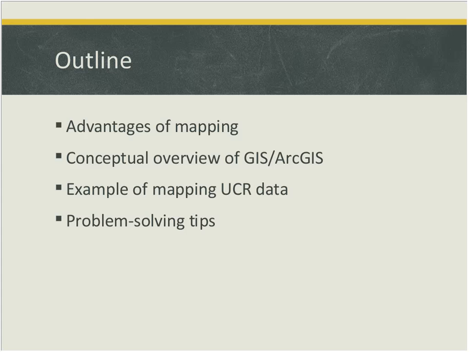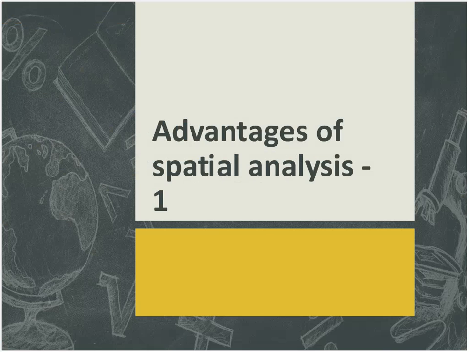So we're going to start out just discussing briefly some advantages of mapping, discuss a conceptual overview of geographic information systems more generally and ArcGIS in particular, then run through a step-by-step example of mapping UCR data, and end with some problem-solving tips. So I'm going to be going back and forth, talking for a bit with slides, and then going to a live ArcMap session and going back to the slides, just so you know what's happening.